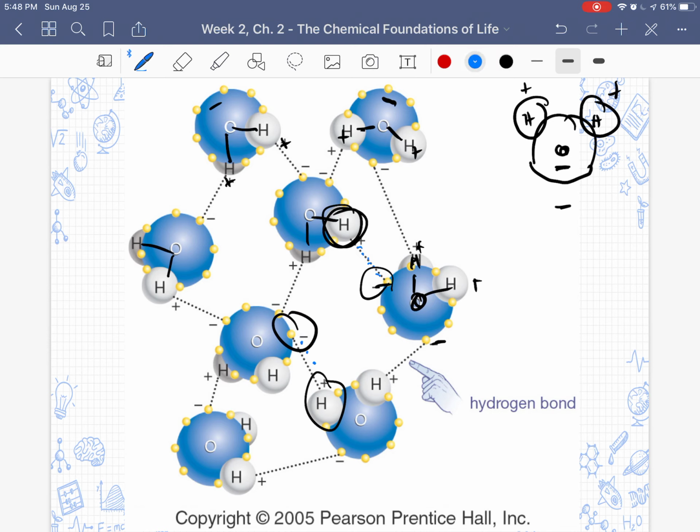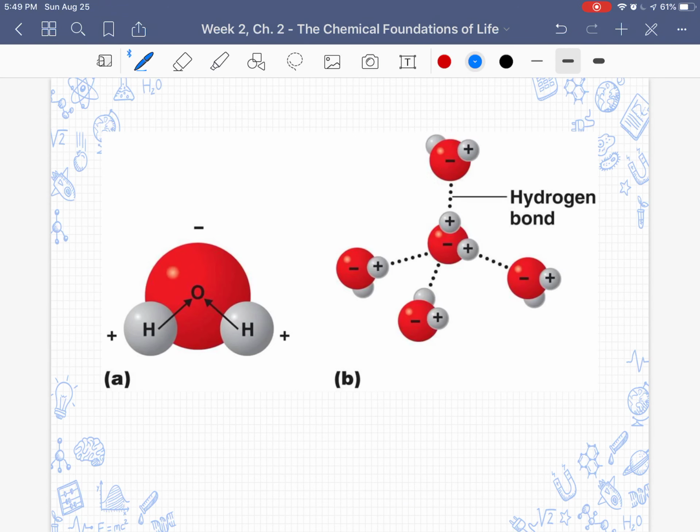Now, these attractions between molecules that you're seeing right here are not stable. So these attractions are constantly being formed and reformed. So that gives water a lot of really interesting properties. Illustrating again, we have our oxygen right here, our hydrogens. Oxygen is negative, hydrogen has a slightly positive charge. So the negative oxygen right here is attracted to the positive hydrogen right here through this hydrogen bond.